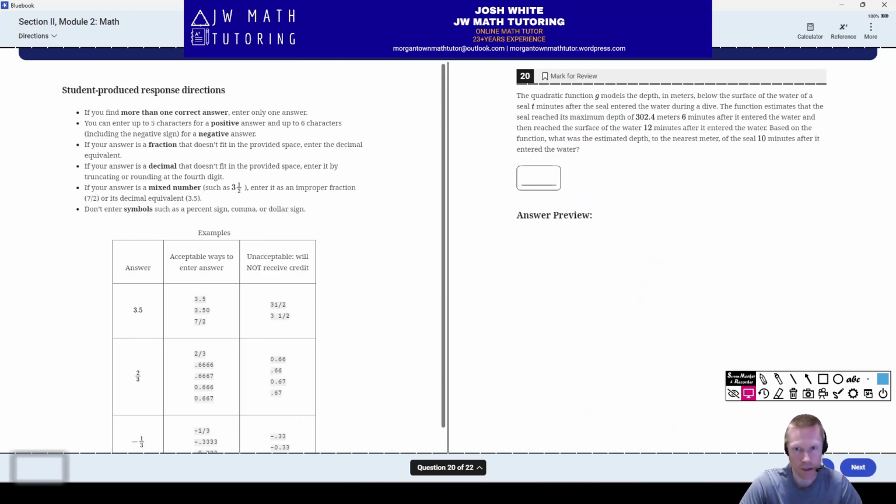All right, next up, question number 20. Here we have a quadratic function. Basically, this maximum here is going to be the vertex. So the vertex is going to be the point 6, 302.4. Time is your x, and the function g models depth. So that means the depth is your y. We also know it reached the surface 12 minutes after it entered the water. So that means when time is 12, its depth is technically 0.